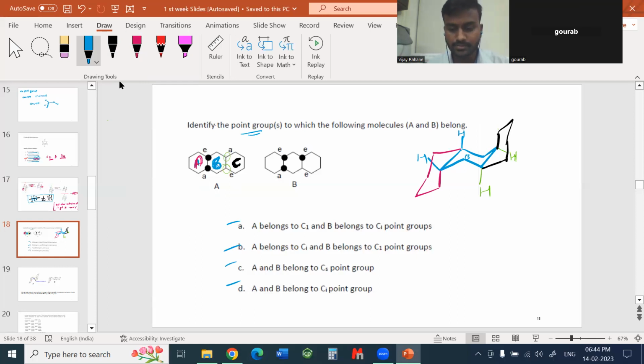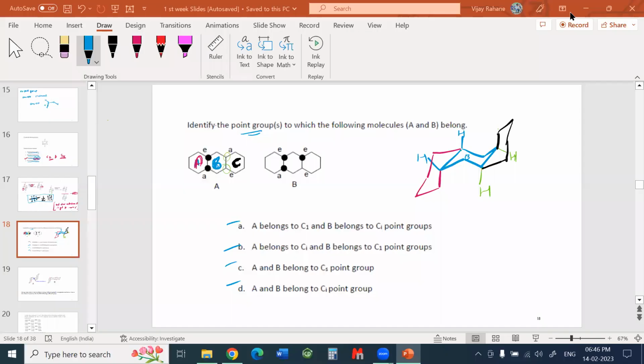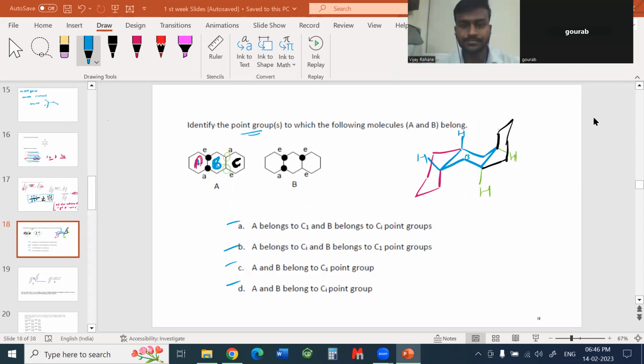For this purpose, we have drawn this one. Is anybody having a question? Let me check the comment section. There are no comments in the comment section, so we can continue, right? So here we have drawn the A molecule in this form. Now we can visualize which point group it belongs to.